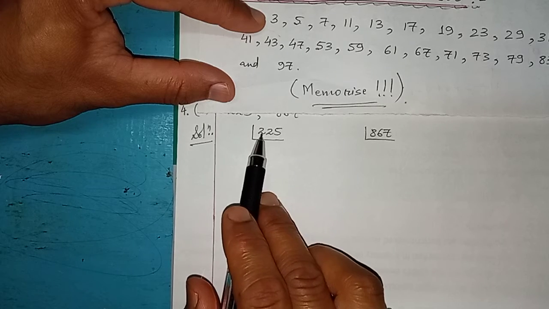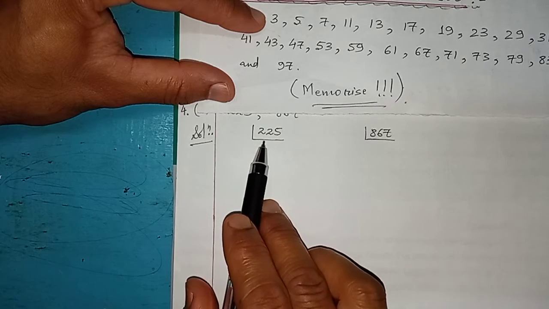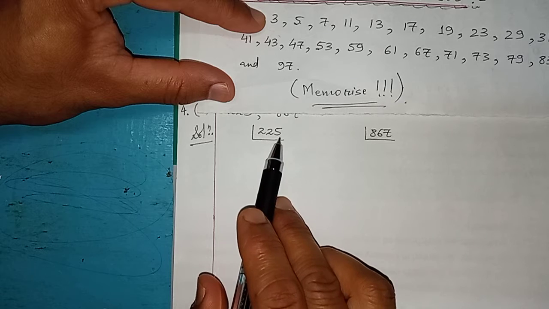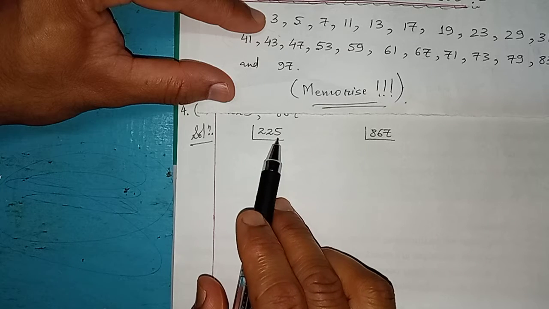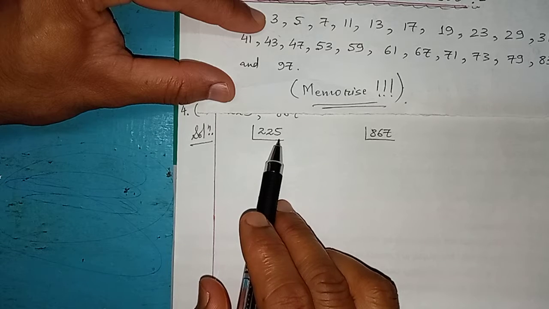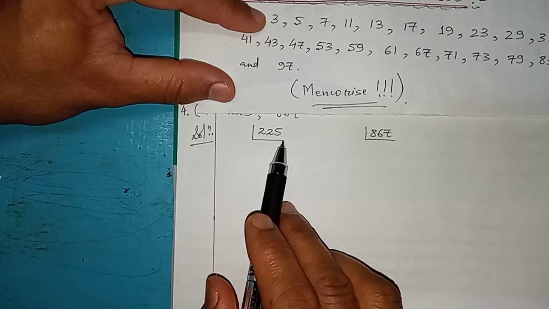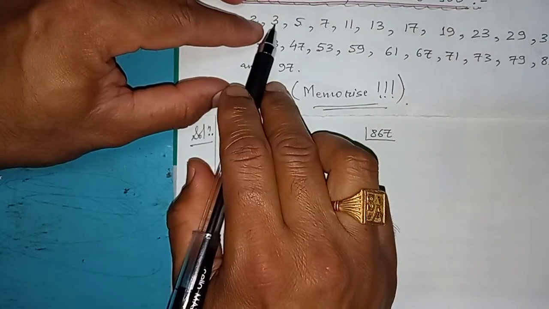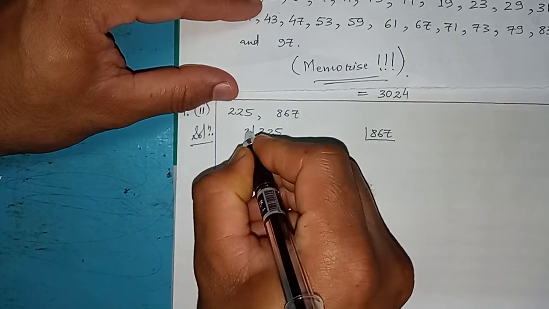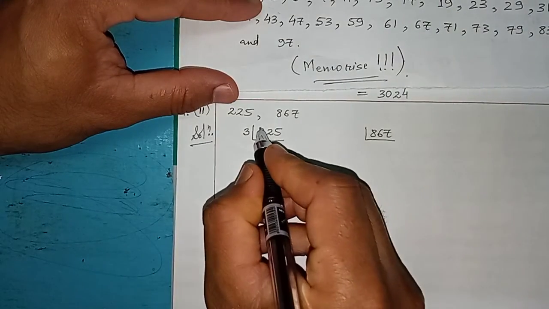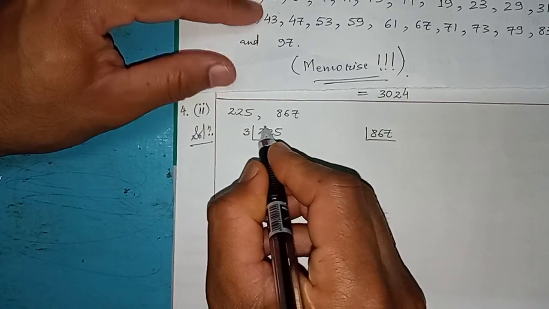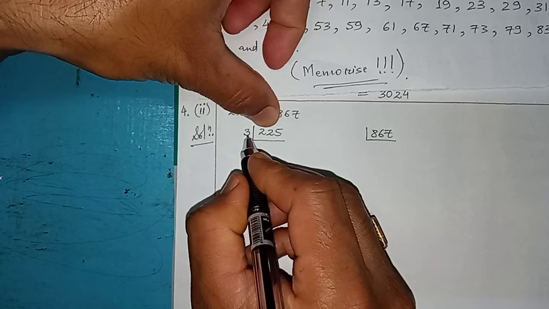So let's find the sum of these digits. 2 plus 2 is 4, 4 plus 5 is 9. That means the total is 9, and if you recall the table of 3, yes, 9 comes in the table of 3. 3 3s are 9. So that means we can divide by 3. Let's take two digits together, that's 22.